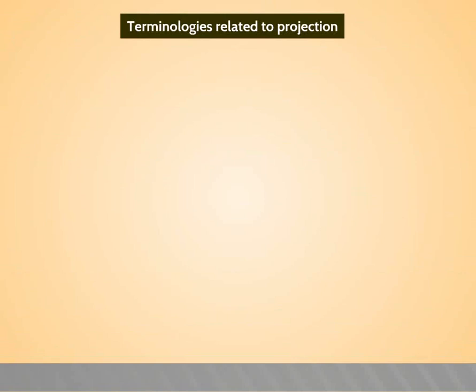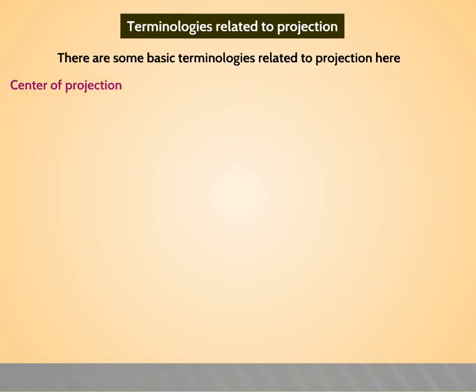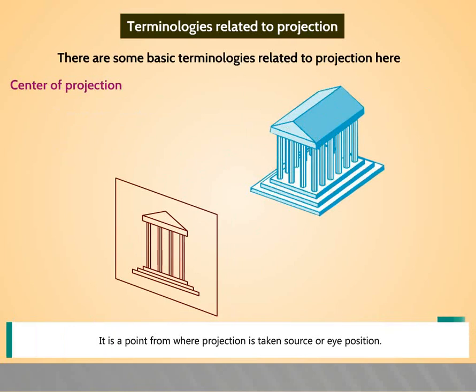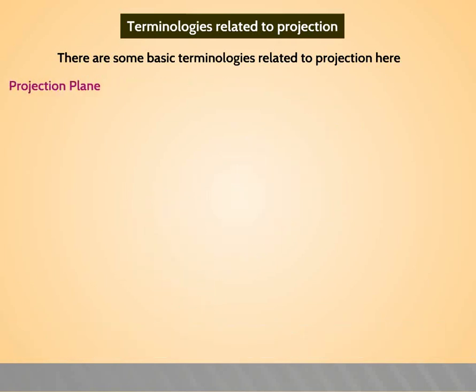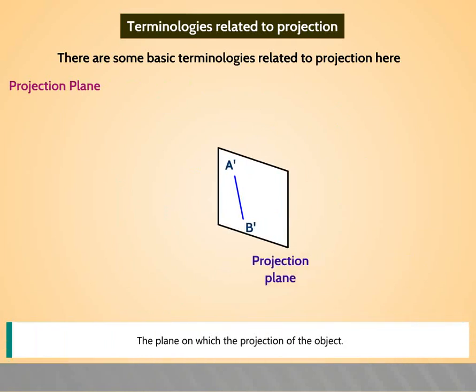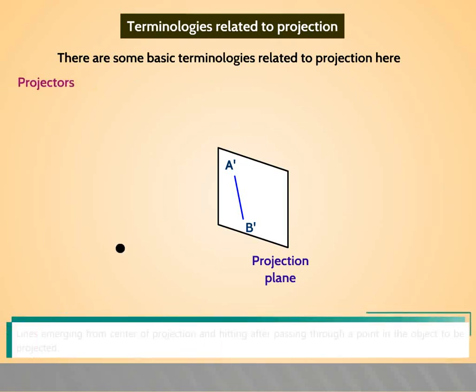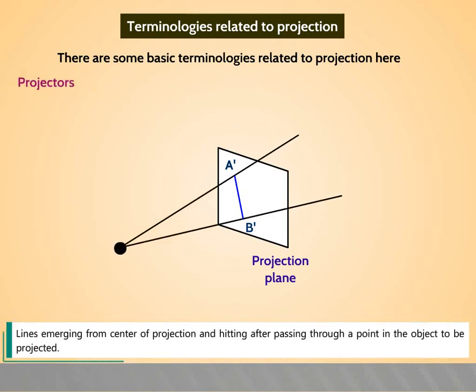Terminologies related to projection. There are some basic terminologies related to projection here. Center of projection: it is a point from where projection is taken, the source or eye position. Projection plane: the plane on which the projection of the object is formed. Projectors: lines emerging from the center of projection and hitting the plane after passing through a point in the object to be projected.